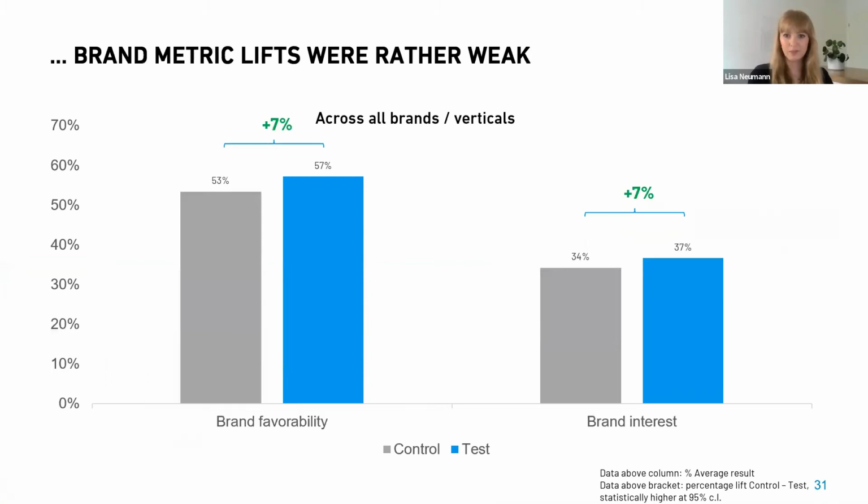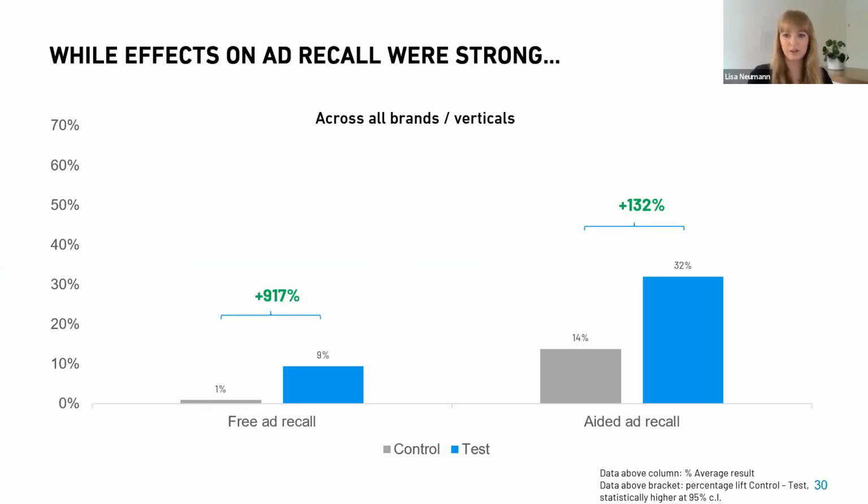And here we can see data across all brands and verticals again. The gray column is the control group and the blue one is the test group. As you may know from previous research, the ad recall metrics is where we can clearly see the effect of the ad usually. And in our study too, ad contact produced large uplifts in ad recall, for example, over 100% plus in aided ad recall.